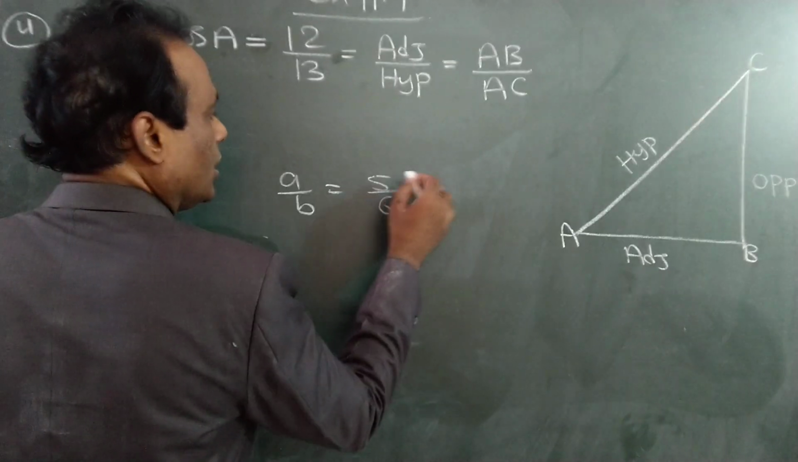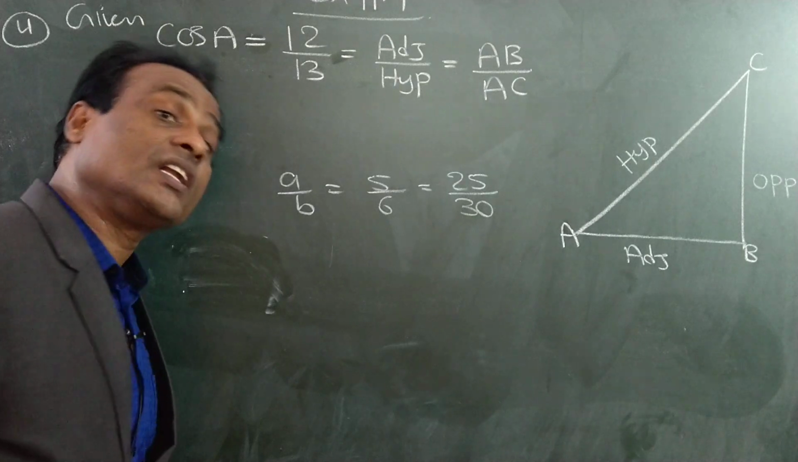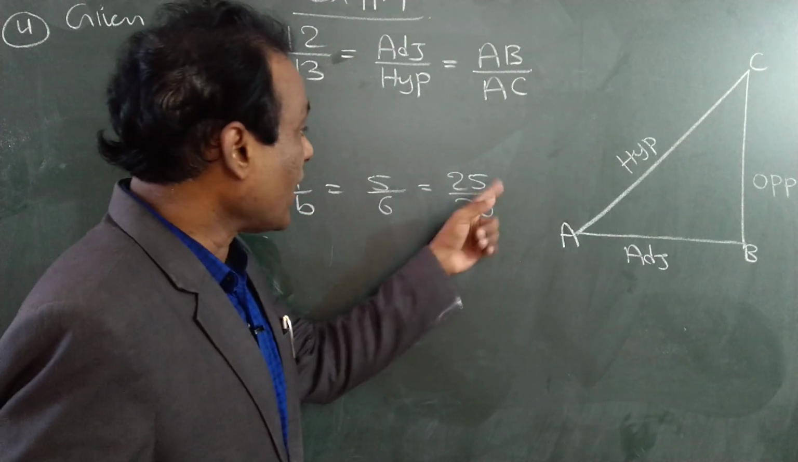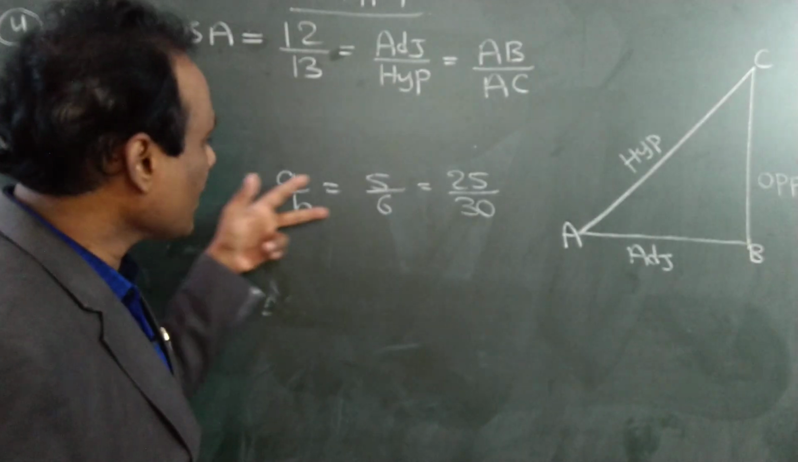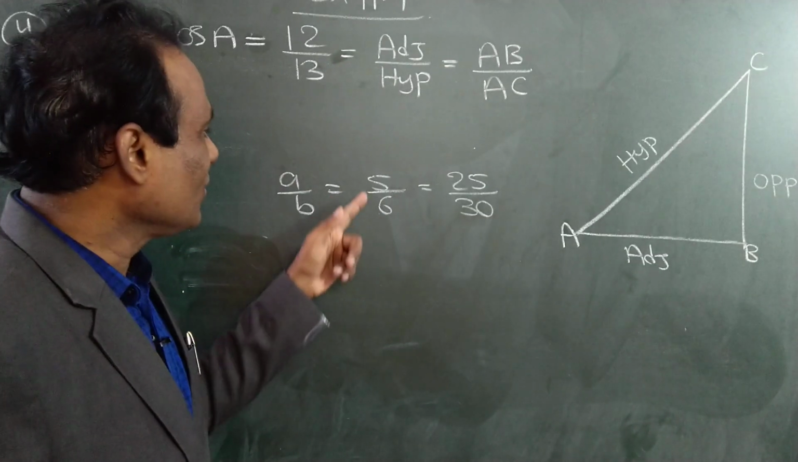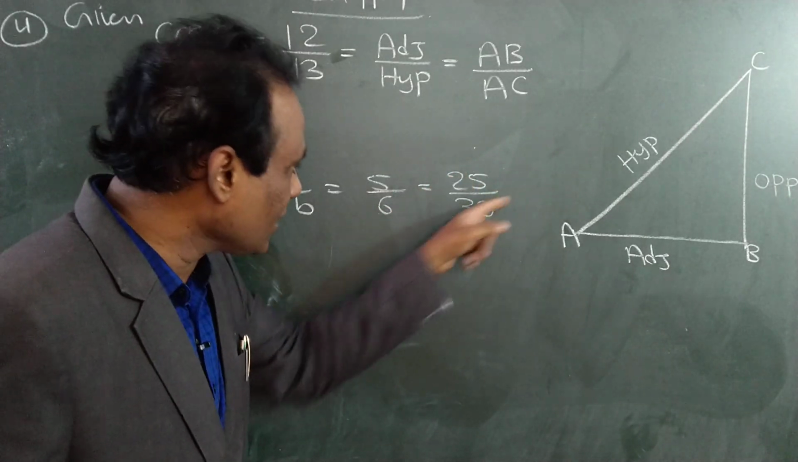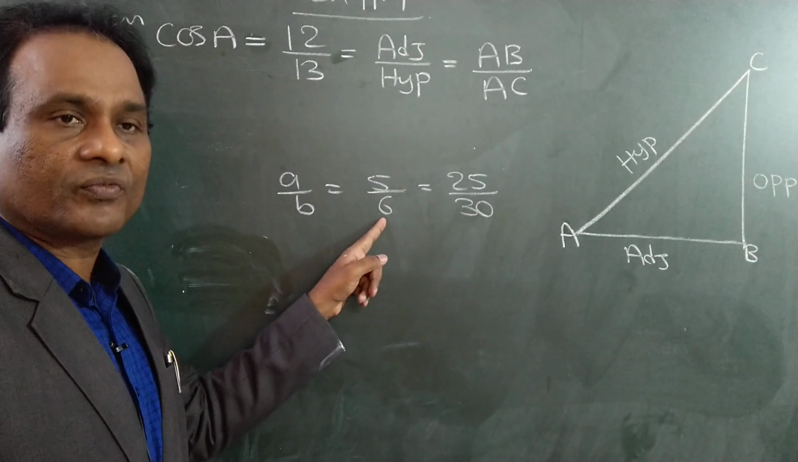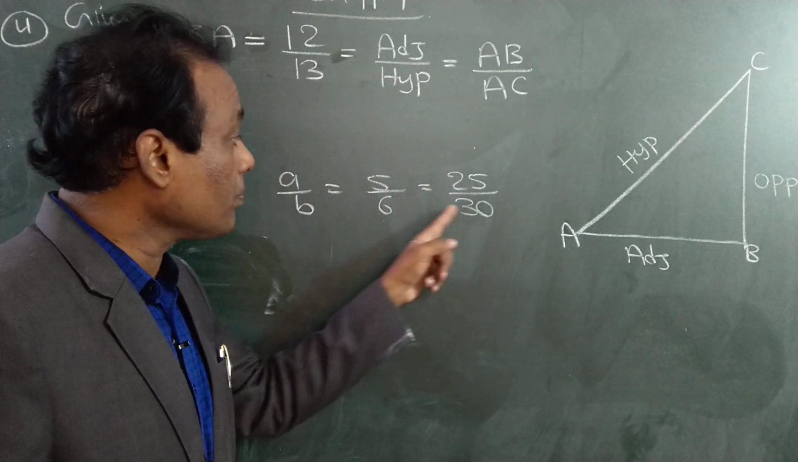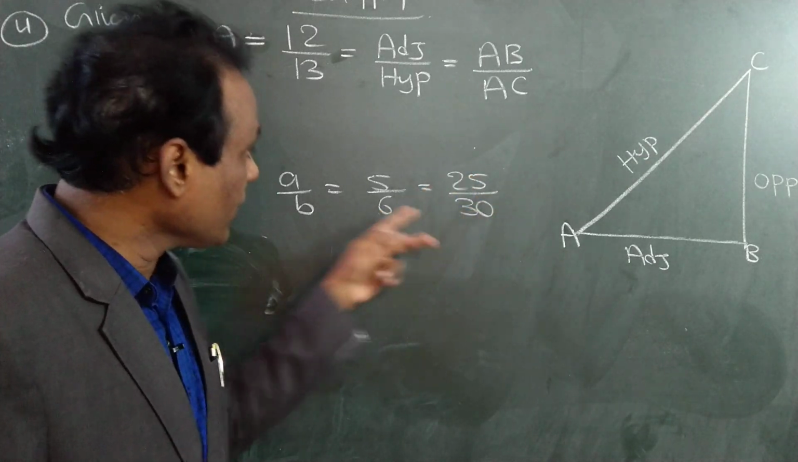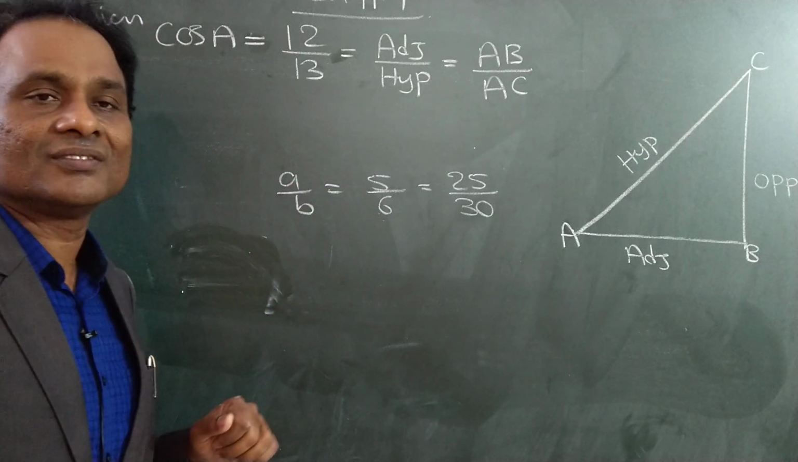Suppose, what is 25 by 30? 5 fives are 25, 5 sixes are 30. So it is 5 by 6 only. So A by B is equal to 5 by 6 may be 5 by 6 or 25 by 30. 25 by 30 may be cancelled by 5 and we get 5 by 6. So the actual value of A may be 25 and of B may be 30, but after simplification it became 5 by 6. So we cannot say that A is 5 and B is 6.